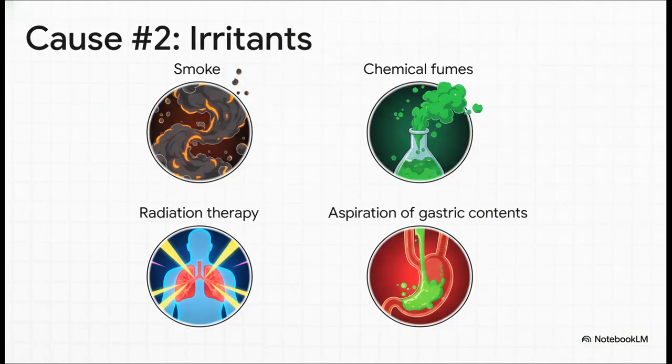All right, on to category 2, irritants and exposures. This is literally about stuff from the outside getting in and causing problems. We're talking about things you might breathe in, like smoke or nasty chemical fumes, chlorine gas, for example. It can also be from things like radiation therapy. And get this, even aspirating stomach contents can do it. All of these things can directly tick off your lung tissue and kickstart that whole inflammatory process.